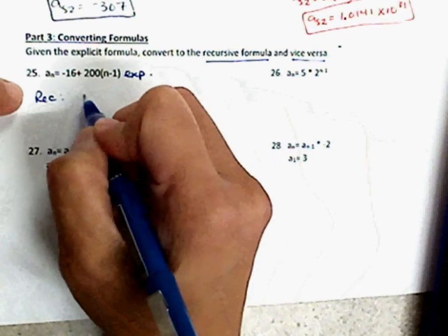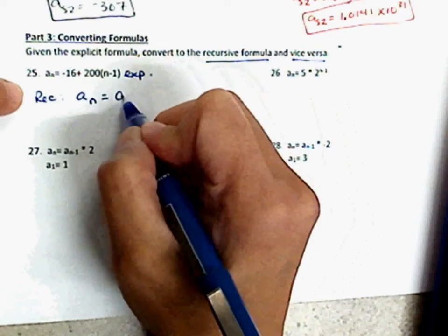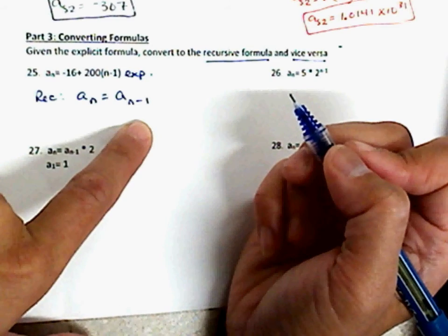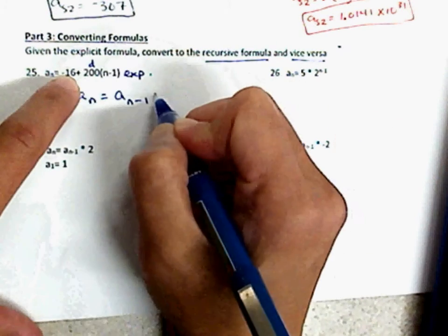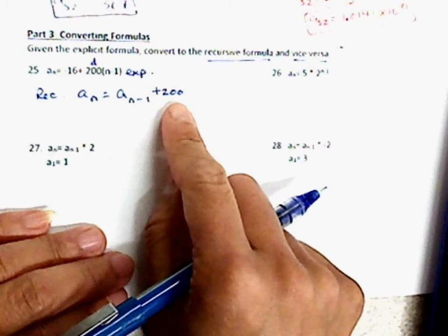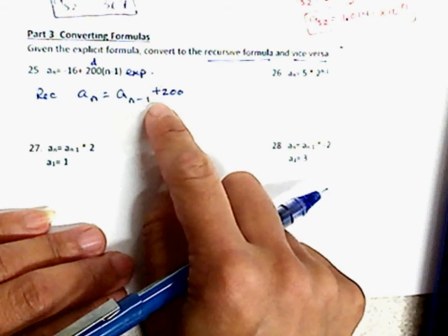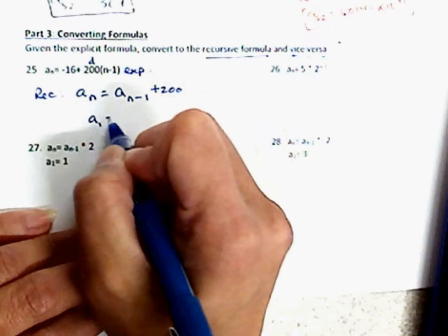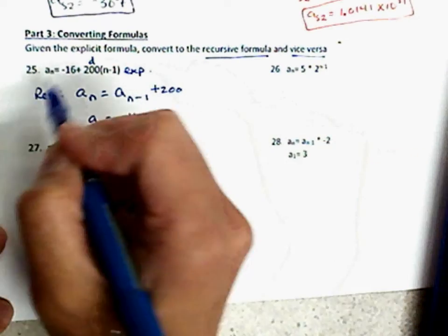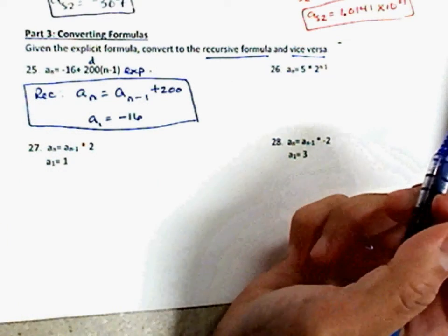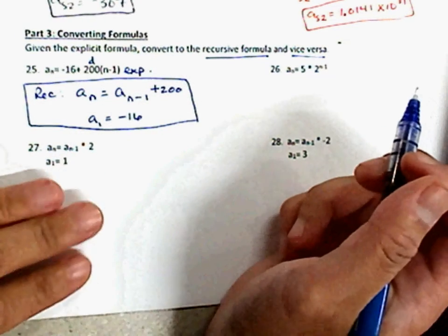Okay? So your recursive, you would write A sub n equals your A sub n minus 1. This is an arithmetic, so here's your D right here. So plus 200. Do not put parentheses around your 200. If you do, you're going to be multiplying. So don't put that there. Now add your first term. What is your first term? Negative 16. So there you have number 25. Let's take a look at number 26.